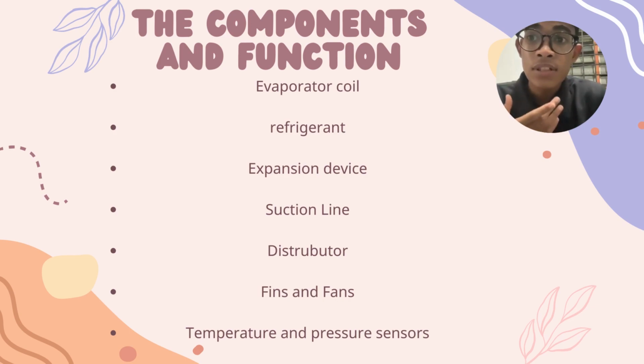The second one is refrigerant. The material that transforms from a liquid to a vapor in the heat exchanger evaporator is known as the refrigerant. It is essential to the cooling process and travels through the evaporator coil.